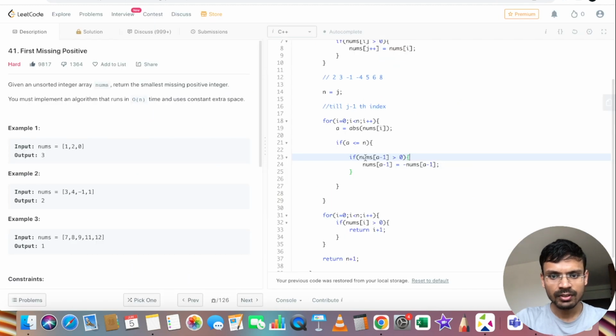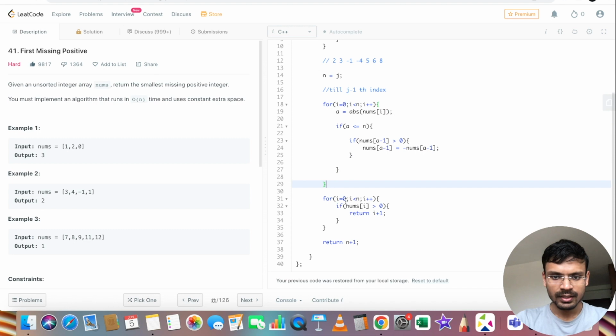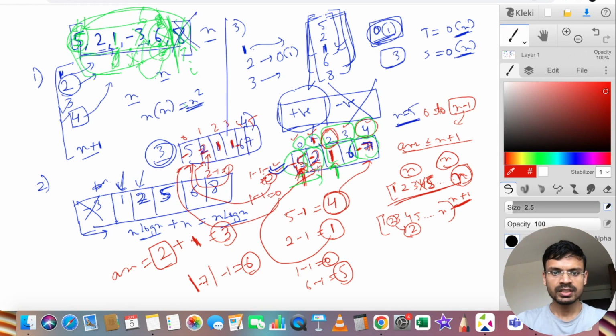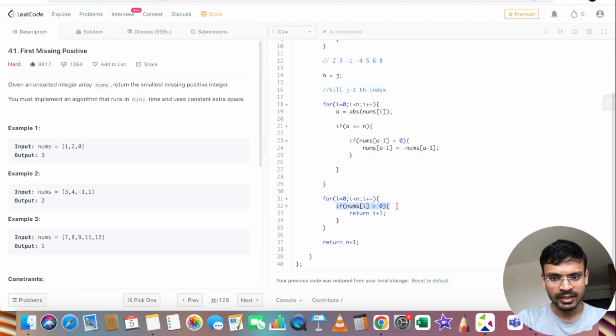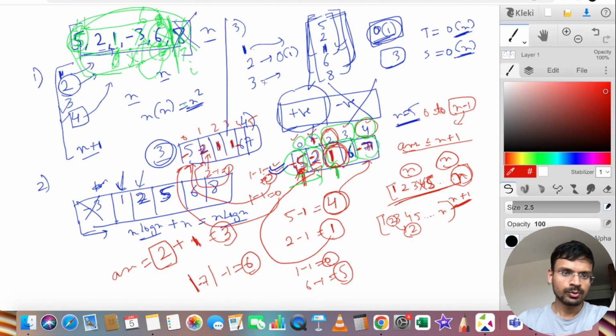So that's what I am checking over here. If the value is positive, only in those cases I need to mark it as negative. Otherwise the value is already negative, which means it has been visited already. After this for loop has been completed, I'm doing another pass over the input array, and whatever positive value I encounter, in this case the positive value was 1, this one, I just increment 1 to it and return that value, return i plus 1. And if all the values were negative, what can that case be?